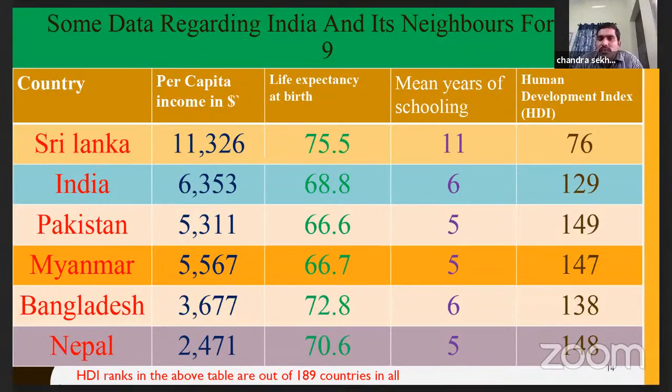So these HDI ranks are given out of 189 countries in all. So before India, 128 countries are there. So India stood in 129th place. So as a huge country with more population, we have to improve more education facilities, and health or medical facilities also should be improved in India.